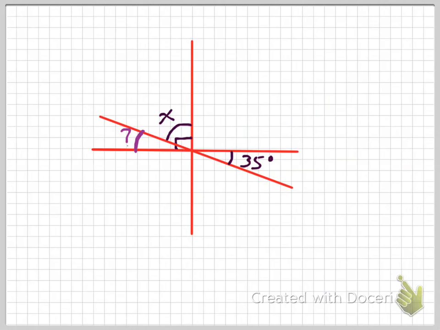They form vertical angles. Two intersecting lines form vertical angles, right? When that happens, the opposite angles are equal. They're congruent to each other. So when I cross these two lines, and I tell you that this side of it is 35, what is this side of it? 35. Does that make sense?